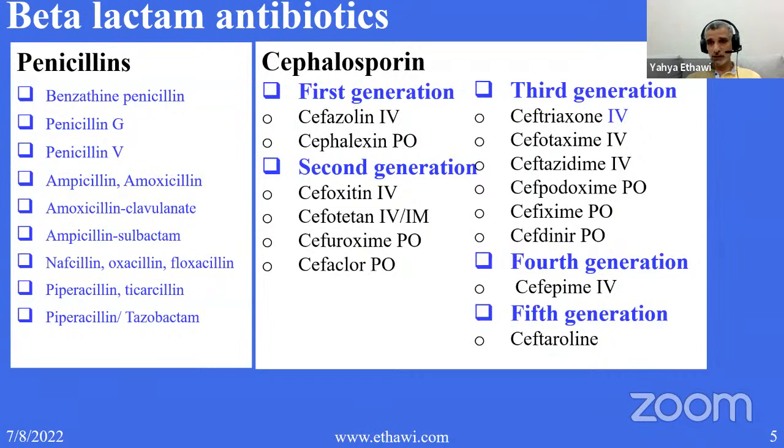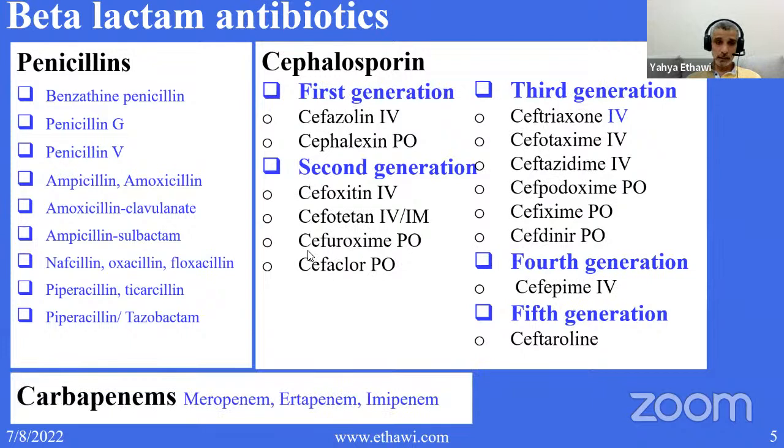The third generation, mostly IV, such as ceftriaxone, cefotaxime, ceftazidime, and we have the cefpodoxime, which is the oral, and we have cefixime and cefdinir. The fourth generation, including the cefepime, which is IV, and the last, which is the 5th generation, is ceftaroline.